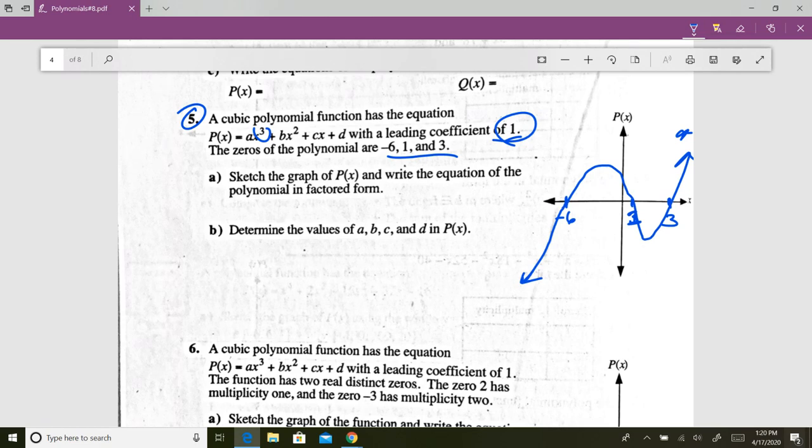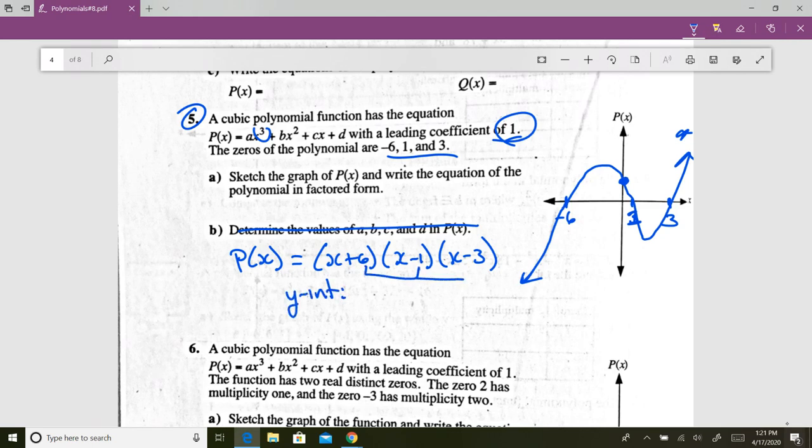And then to write it in factored form, that's all I want you to do, just write it in factored form. It's going to be x plus 6, x minus 1, x minus 3. And if you want to know what your y-intercept was, you would just multiply the constant terms. 6 and 3 give me positive 18, which makes sense because we are above the x-axis.